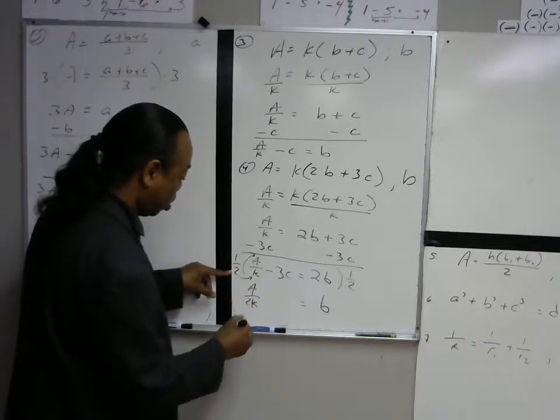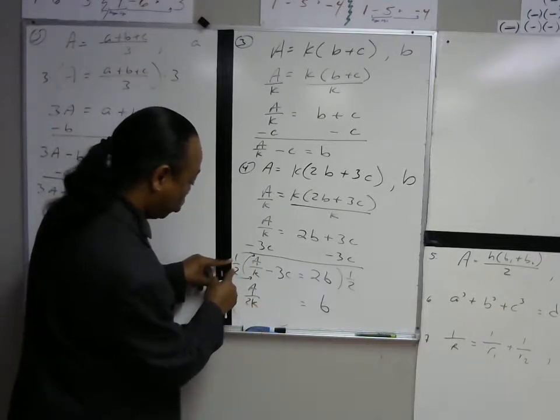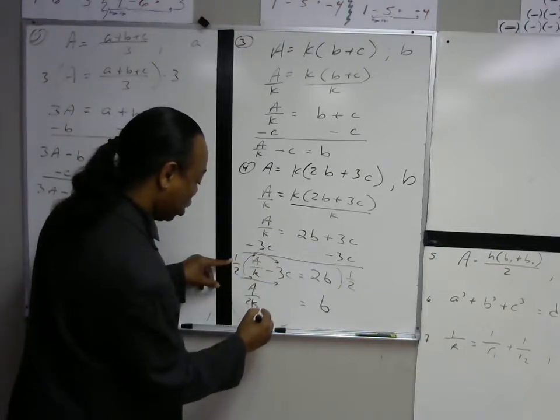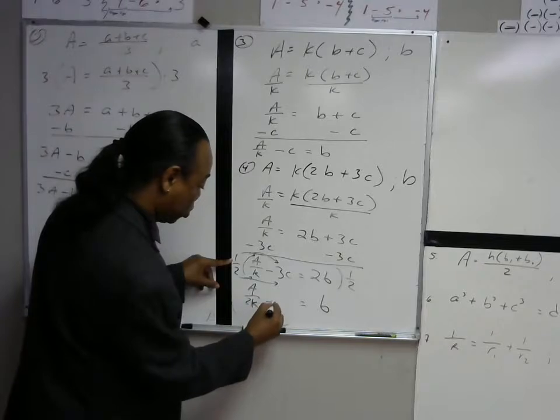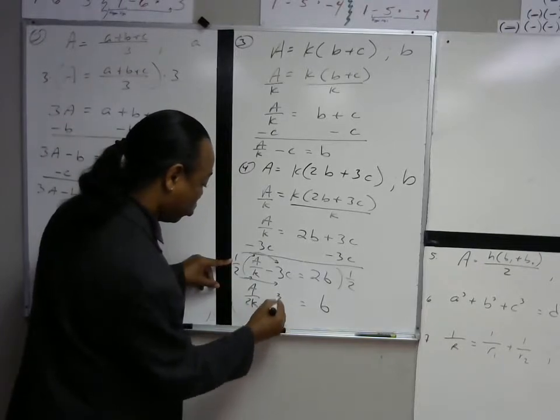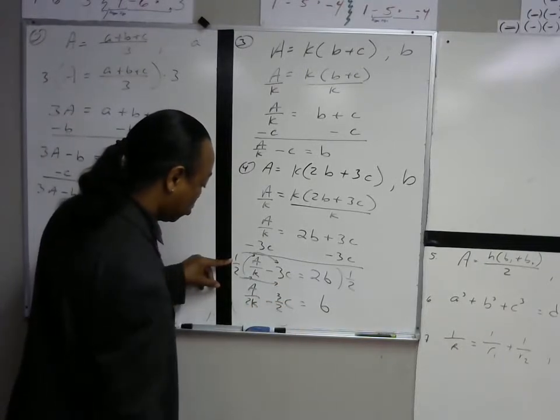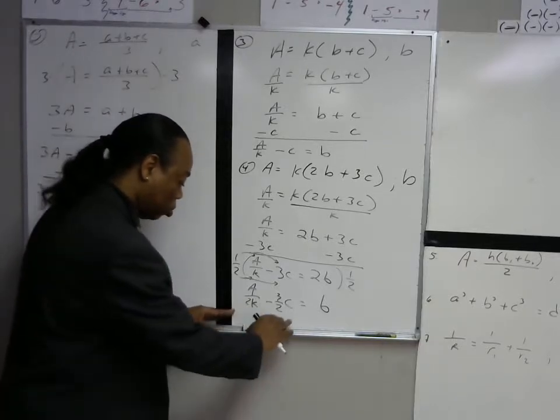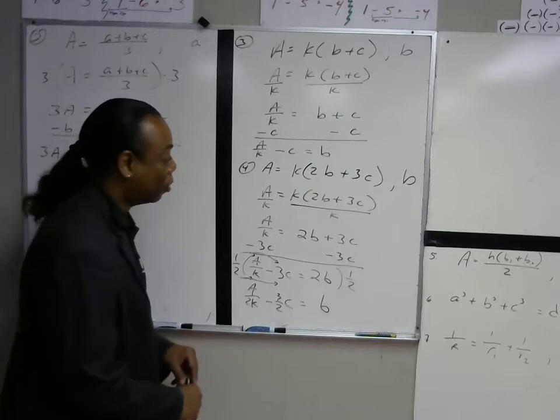Okay. 1 over 2 times negative 3 gives us negative 3 over 2 times c. And that's it. And we don't have the multiple fractions here.